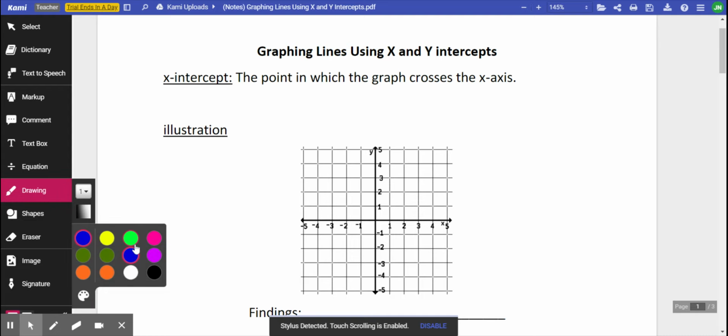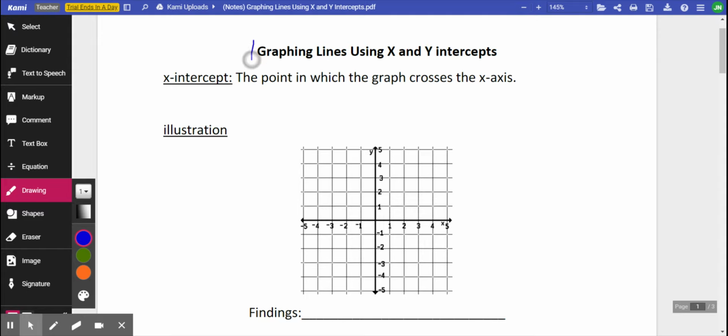Hey everybody, in this video we're going to be talking about how to graph lines by using the X and Y intercepts. So today's lesson is going to be about graphing lines with the help of using X and Y intercepts. Now, I don't have a ruler on this thing, so bear with me because my lines are not going to be perfectly straight, but you'll get the idea.